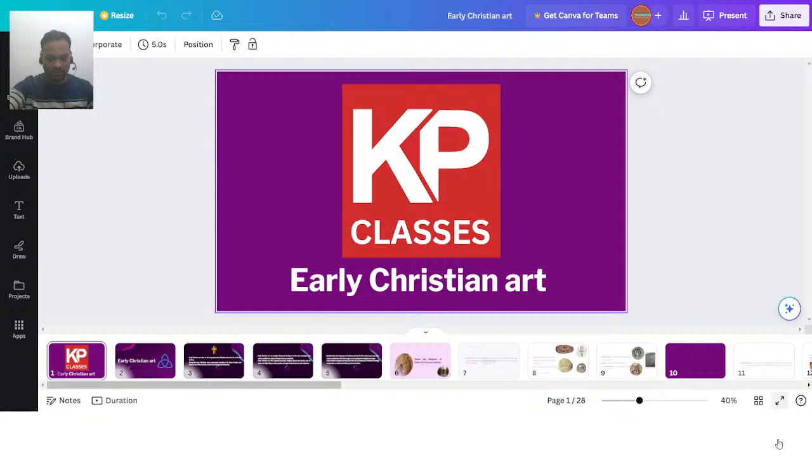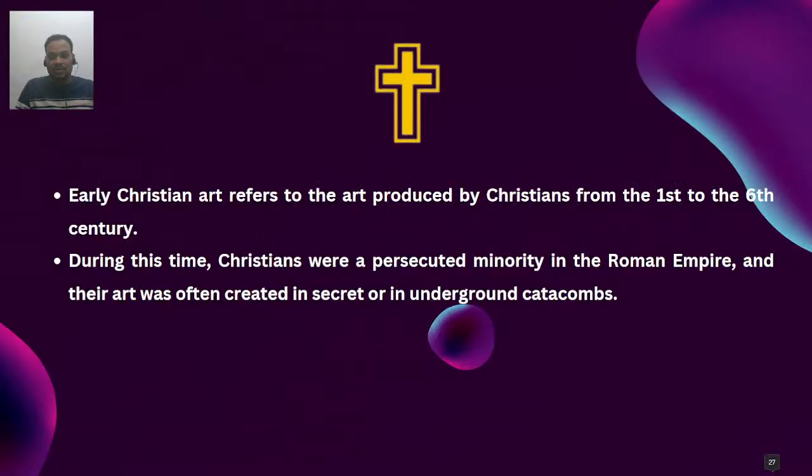If you know a little bit about art history, this was the first phase when people made artwork related to any historical event or religious event with consciousness. Before that we had prehistoric art, and this is the time when artists made art related to religious aspects, that too about Christianity. During this time, Christians were a persecuted minority in the Roman Empire, and their art was often created in secret or in underground catacombs.